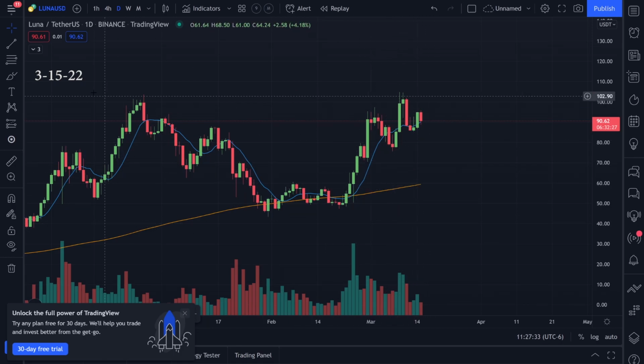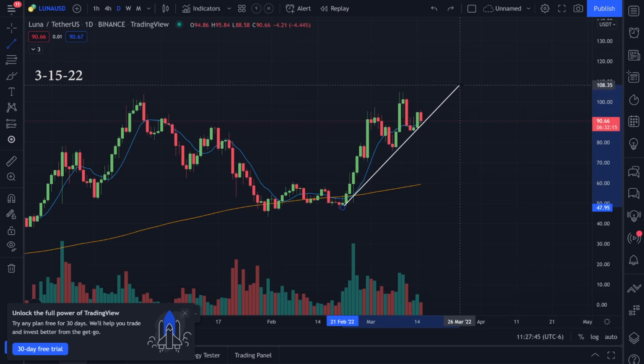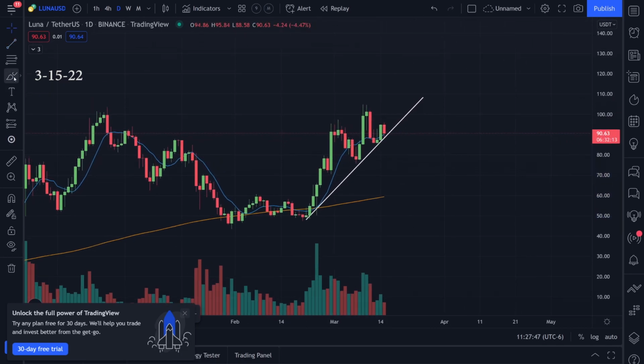But let's get into the technical analysis on this. Okay, so here's what I'm looking at. We have support right here, and support right here. Let's go ahead and do an uptrend off those points right there. We have this uptrend going like this. We haven't broke this uptrend going to the downside yet, but it does look like we're testing it.